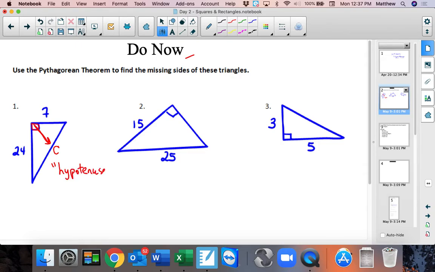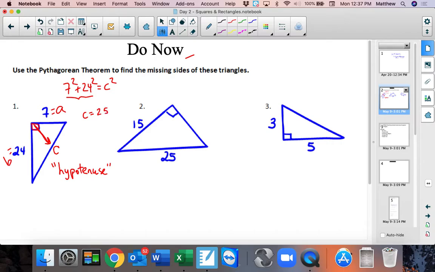Hypotenuse. Then however you want to label the other legs, this is A, and this would be B. So then we've got 7 squared plus 24 squared equals C squared. I remember from my Pythagorean triple, just in the spirit, you can check me, but C is going to be 25.